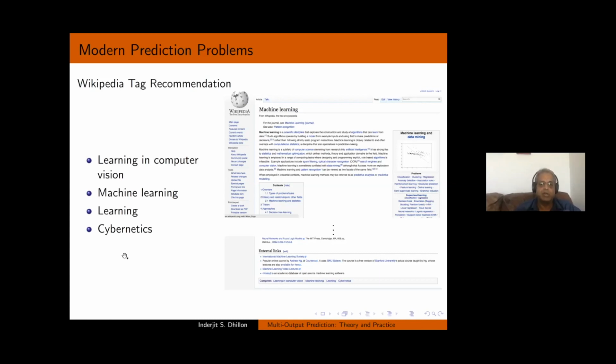And so if we look at the collection of Wikipedia pages, and now we want to think of each of these tags as a label, then we can have millions of labels or millions of possible outputs. And the problem is, given a new Wikipedia page, can you automatically assign tags or labels to this page, or expand on the set of tags already given to a particular Wikipedia page?